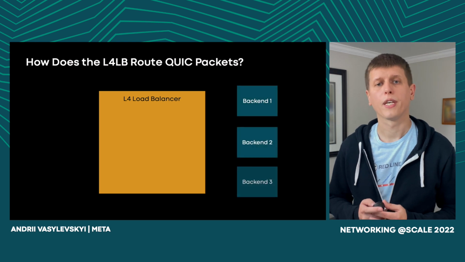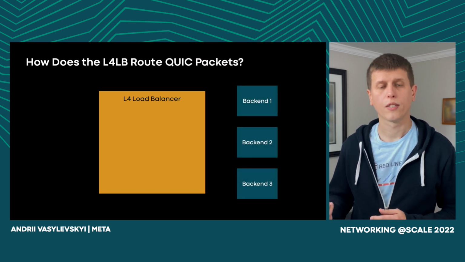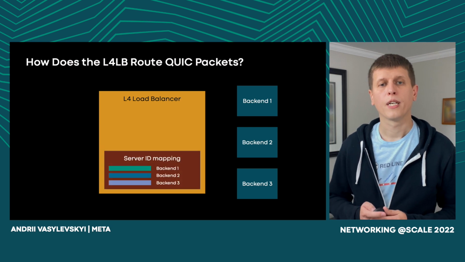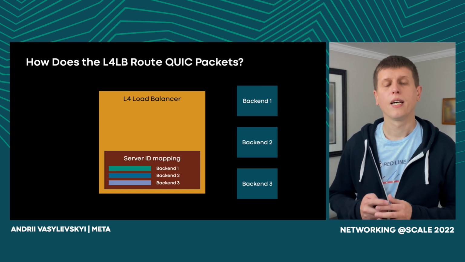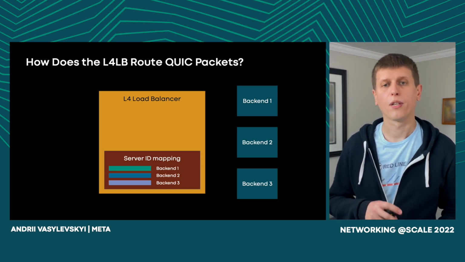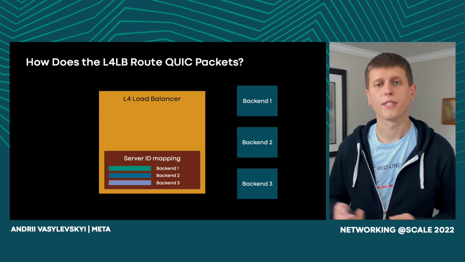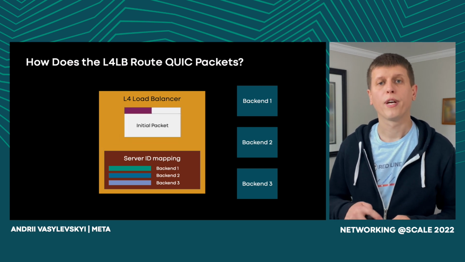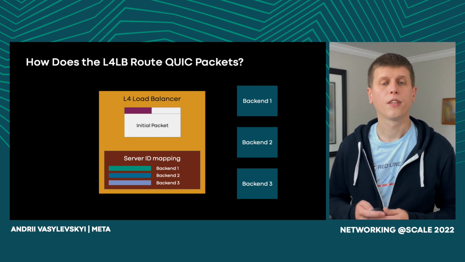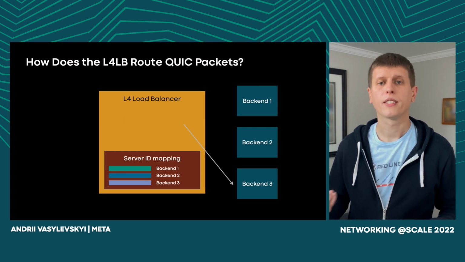Let's see how it works end-to-end with the client, load balancer, and the servers. The important part here is that both load balancers and backends share a mapping of server ID values to the IP addresses of the backends, the QUIC servers. So the QUIC client initiates the connection with the initial packet. It picks a random value for the destination connection ID. And in the load balancer, we check that this is an initial packet. We know the value is random, and thus we use consistent hashing to pick the backend. In this case, we pick backend 3.